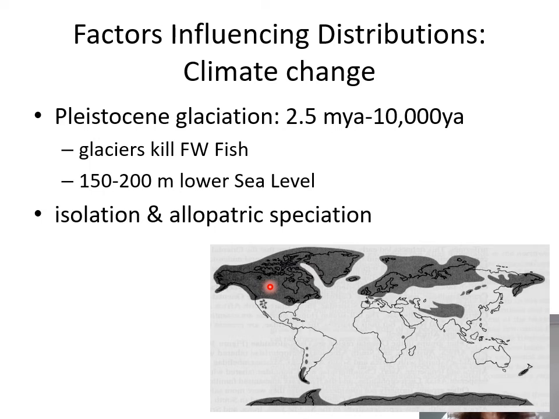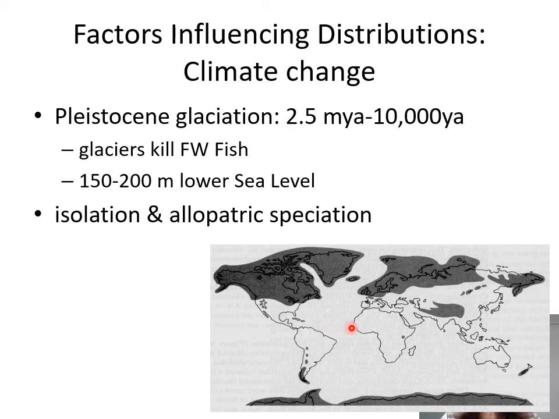Glaciers will kill the freshwater fish, right? They're going to freeze the water. It's going to be ice. The fish are not going to be able to survive that. And it also lowers the sea levels. So our current sea levels would have been 150 to 200 meters lower. So that's going to change your coastal habitat. If you are a fish that's associated with those coastal habitats, whether as an adult, as a juvenile, or as your larval stage, or if your food that you eat as a predator is associated with that, you're going to have some dramatic changes that you have to adapt to.